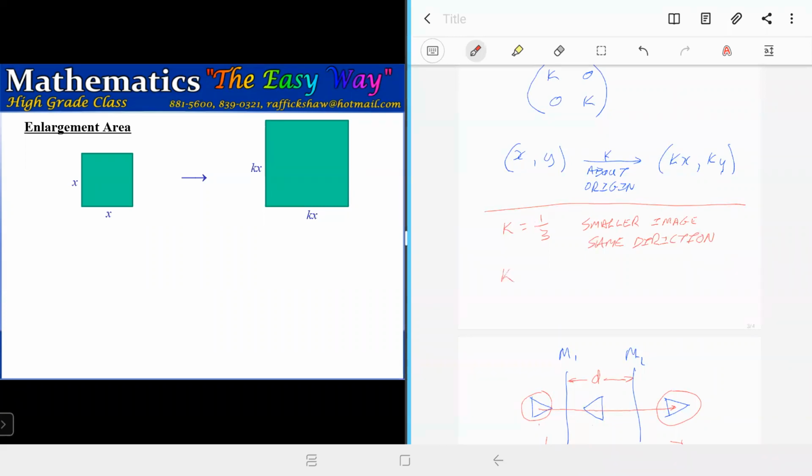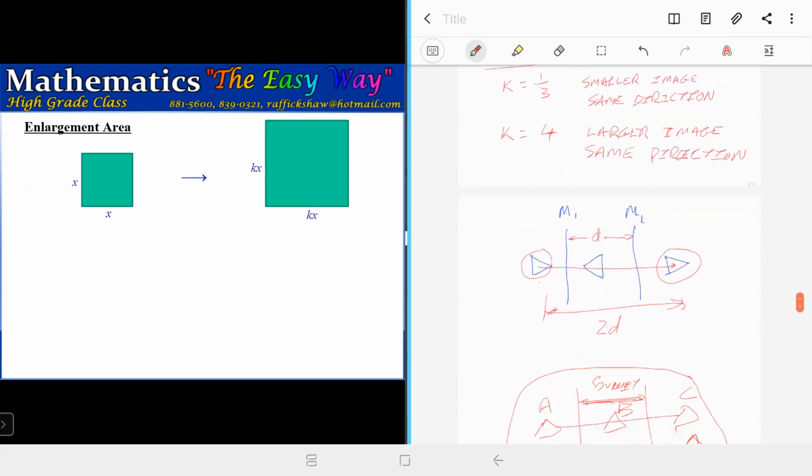The scale factor equals a value like 4. What's going to happen? We're going to have a larger image. It's going to be 4 times larger. The image is going to become larger by 4. It's also going to go 4 times the distance from the center of the enlargement. Right? And then they're going to be pointing in the same direction. The image and the object, again, will be pointing in the same direction. Both of them will be on the same side of the center.